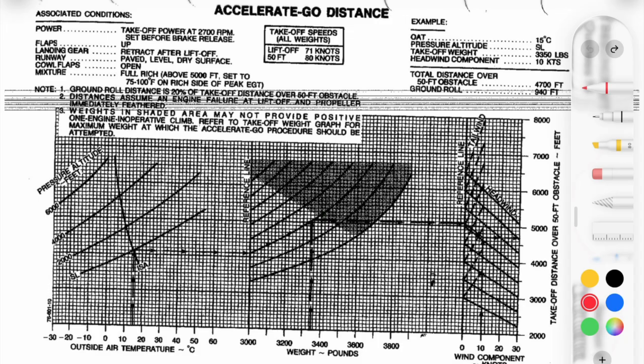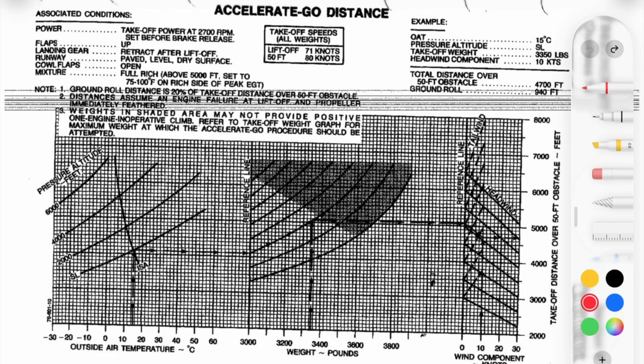Remember, accelerate go is where we get to the point of rotation, 71 knots, experience an engine failure, and climb over a 50-foot obstacle at 80 knots. Any light twin below 6,000 pounds or with a stall speed of less than 61 knots is not guaranteed to climb. So while Beechcraft does give us this chart, we need to remember this usually is not the correct option between accelerate stop and accelerate go. You'd rather be sorry with an engine failure on the ground than try to continue flight and risk going into an obstacle while trying to climb single engine.